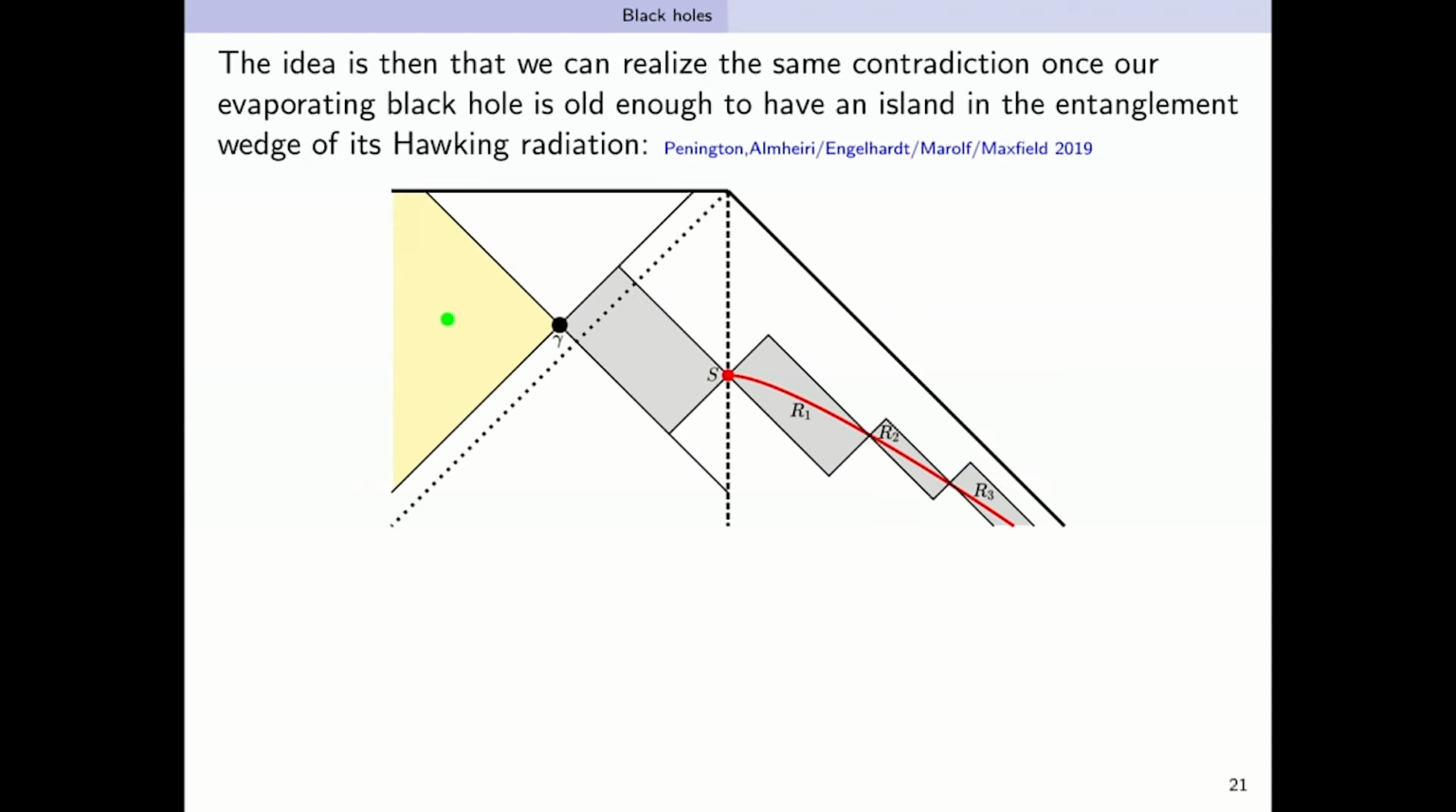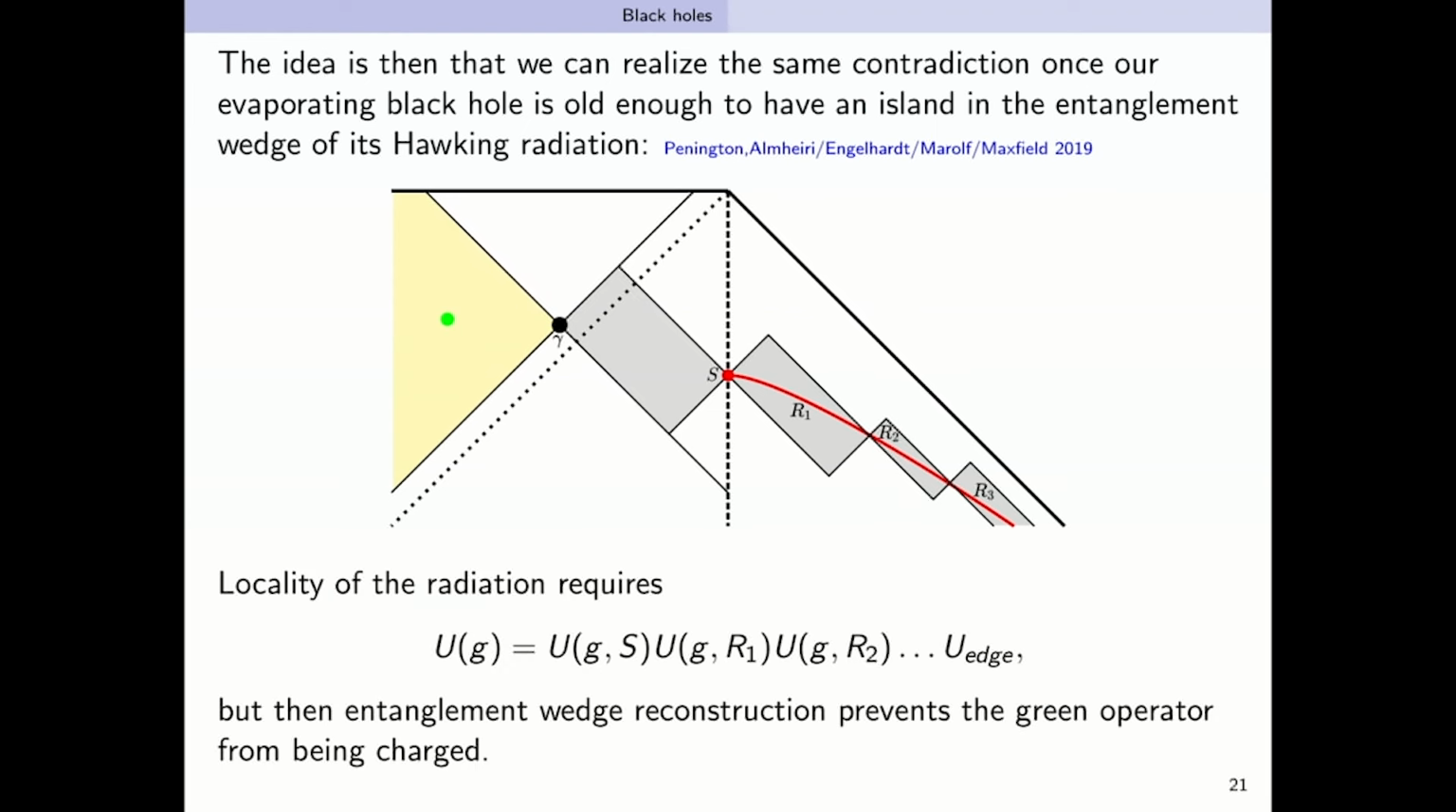And then you just have the same contradiction. You split the radiation up into pieces, R1, R2, R3, etc. For small enough pieces, the entanglement wedge of the pieces is just these gray regions here. It doesn't contain the island. And also the entanglement wedge of S doesn't contain the island. It's just this exterior region here. But somehow if you have all of them, then it does, and then it's the same problem, right?